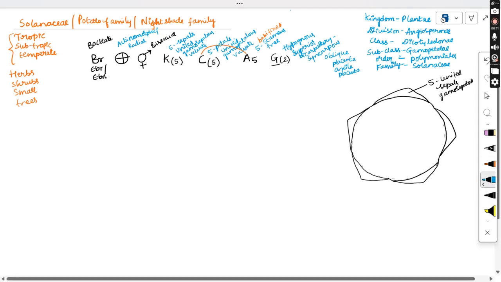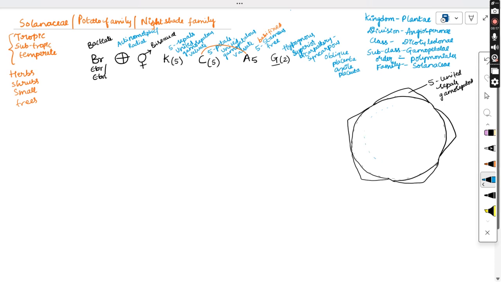Let us see the next whorl, the corolla. The corolla will have 5 petals, also arranged in the same type of estivation and in fused condition. So here 1, 2, 3, 4, and 5. So 5 petals are present, and these 5 petals are also in fused condition. So we are just representing it in this way. These joints show that they are in a fused condition. So here also they are fused.